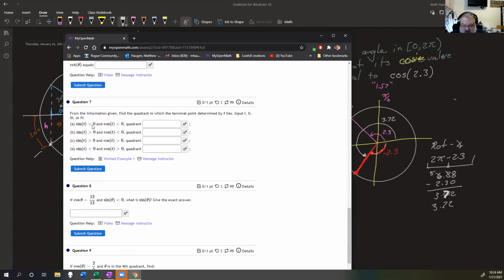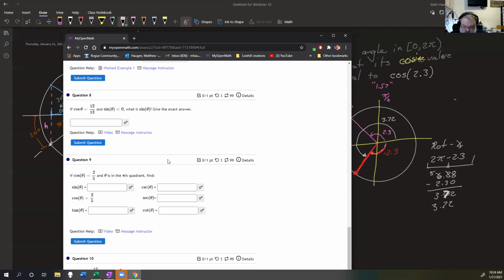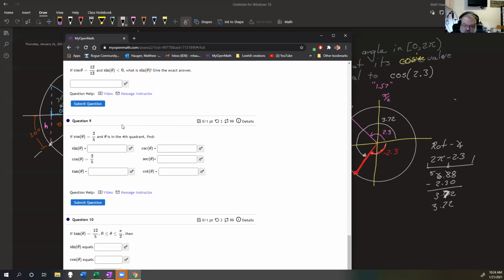If the sine is negative and the cosine is negative, what quadrant's that in? What quadrant is both sine and cosine negative? Three. So it is all stuff that we've talked about.